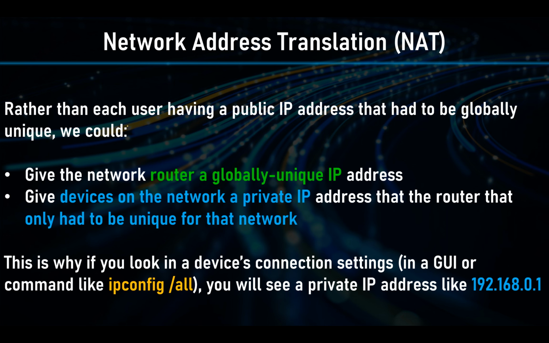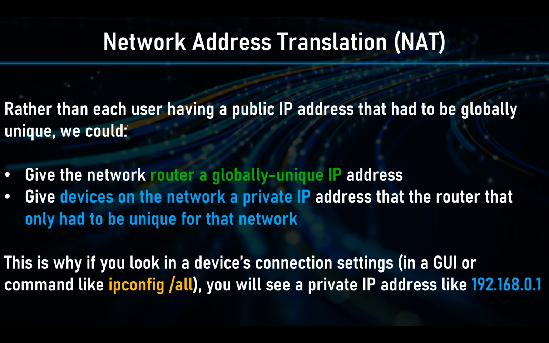So this is why, if you look in a device's connection settings, either in a GUI via the Windows menu or Mac menu, whatever operating system you're on, or for example, if you're on Windows, you can use the command ipconfig /all. Of course, Mac and Linux have their equivalent commands to see this. Then you'll often see a private IP like 192.168.0.1.